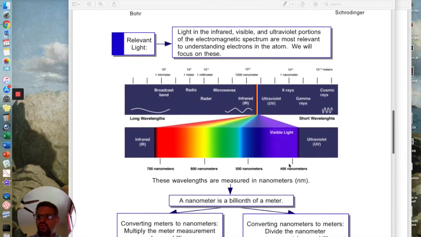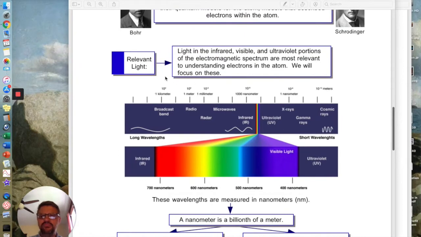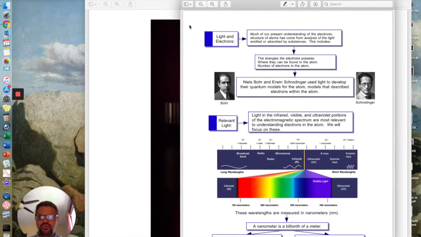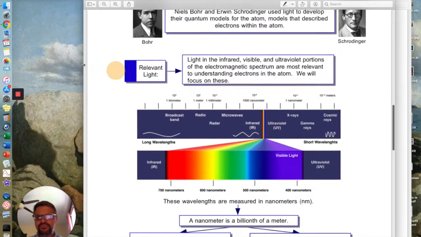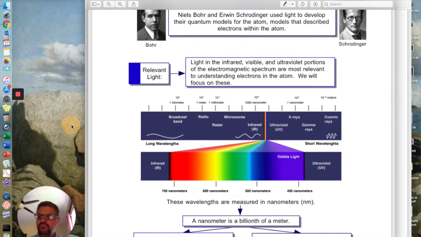The relevant light that's analyzed for that is visible light, infrared, and ultraviolet. So when you energize atoms, the electrons in those atoms can give off either infrared, visible light, ROY G. BIV, red, orange, yellow, green, blue, indigo, violet, or ultraviolet. And that tells us about where the electrons are in an atom.